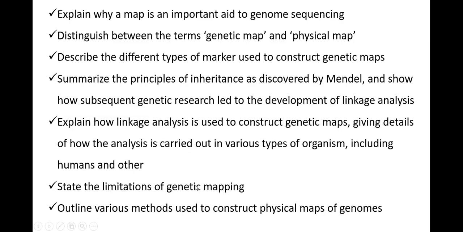We will look at the limitations, and then further, what is the advantage of physical maps of the genome and how they are superior over genetic maps, and then how do you construct them. That will be the conclusion and a comparison of these two maps in 1 or 2 slides.